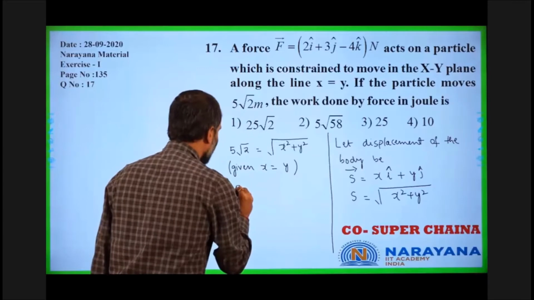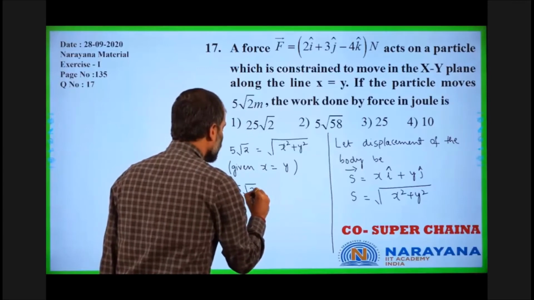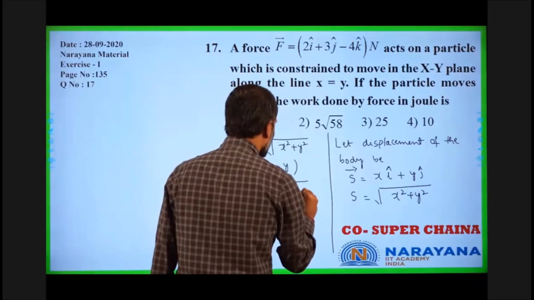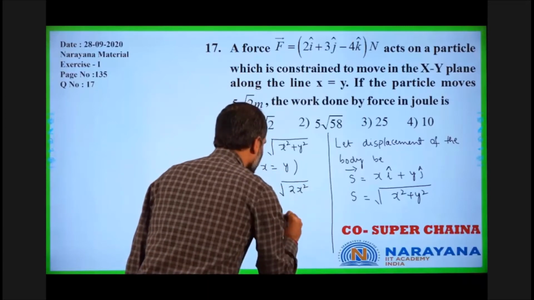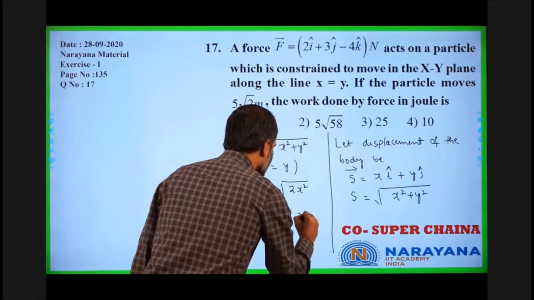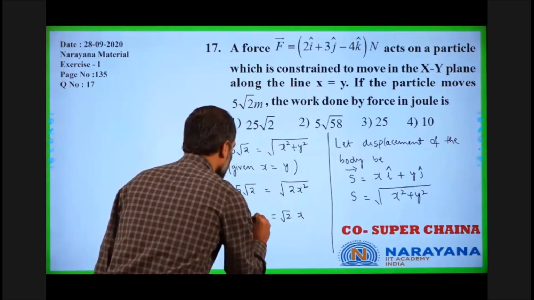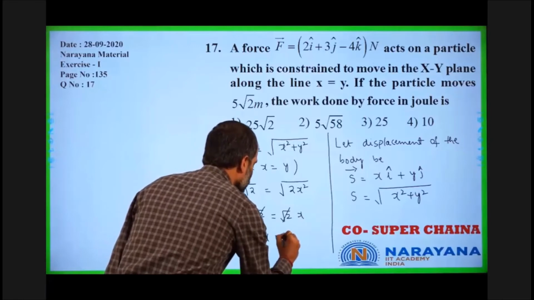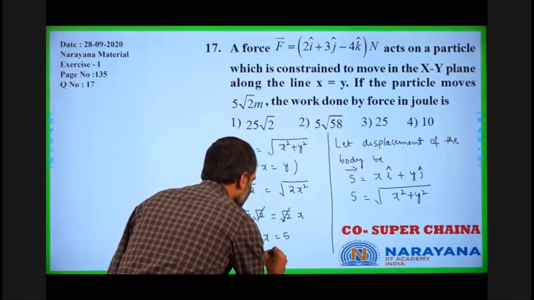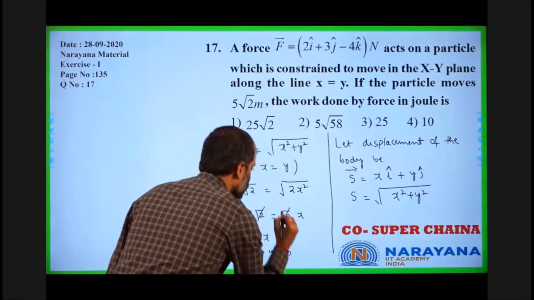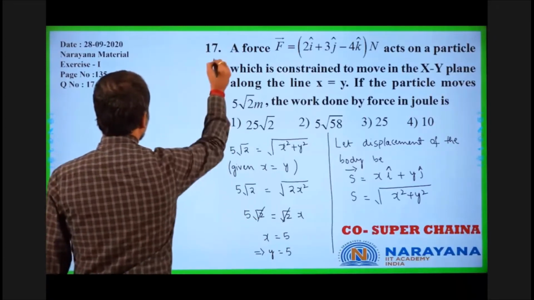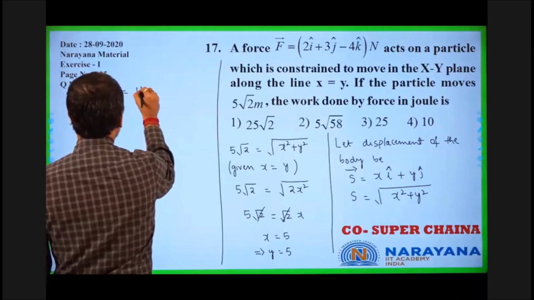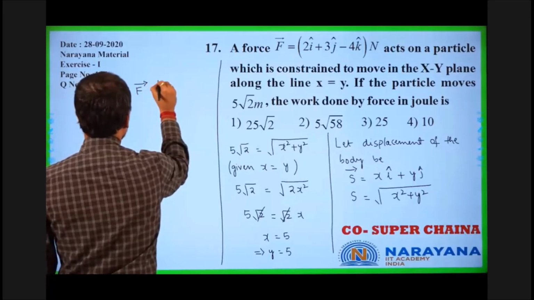It is given that 5√2 is equal to the root of 2x squared. That means root 2 into x is equal to 5√2. So x is equal to 5, which implies that y is also equal to 5. So now your work done would be equal to F bar dot S bar.